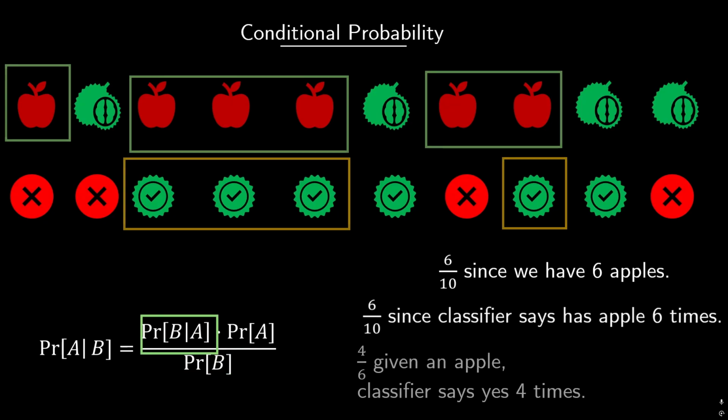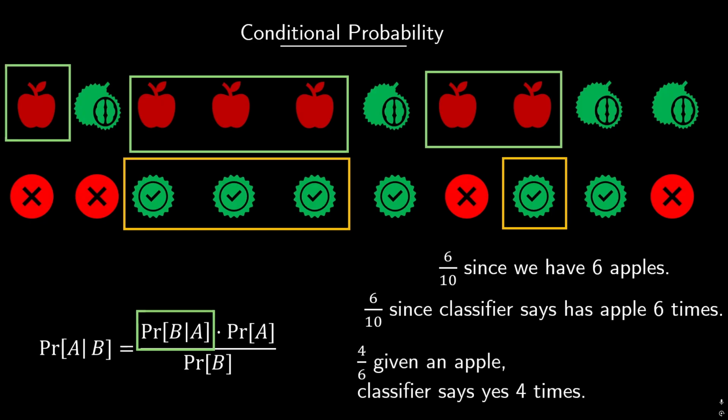Okay, now this quantity is a bit more interesting. So the probability that the classifier says that there is an apple, given that there is actually an apple, right? So we have 6 apples here, and out of those 6 apples, 4 times did the classifier say, yes, there is an apple. So that's 4 out of 6.